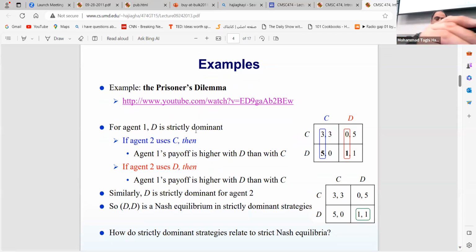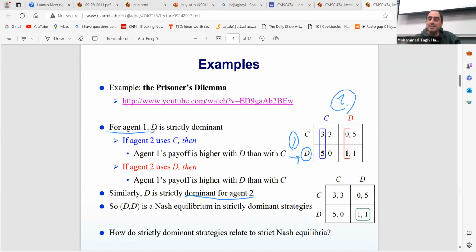So again, this is the normal form matrix for the prisoner's dilemma. Consider agent 1, and this is agent 2. For agent 1, D is strictly dominant. Why? Because consider what the other options are. If the second player is doing C, I get 5 versus 3. If the other person is doing D, I get 1 versus 0. So it means that D is strictly dominant for agent 1.